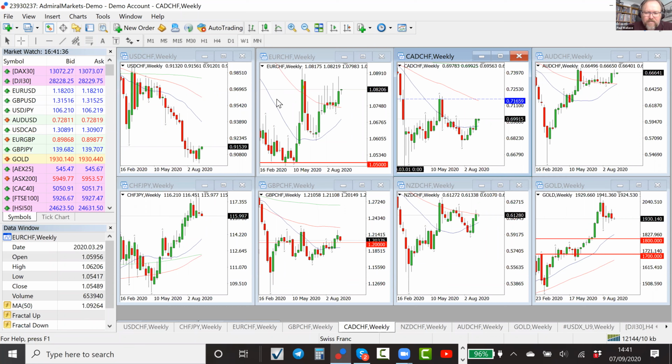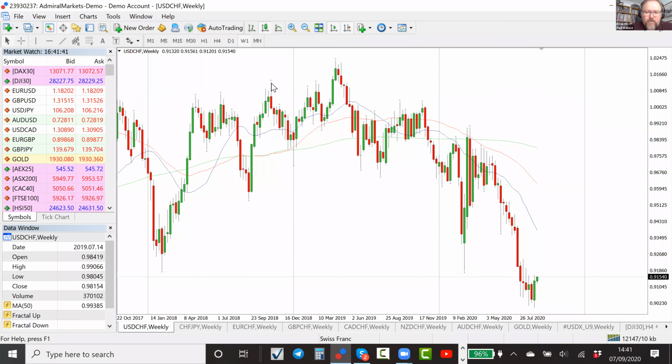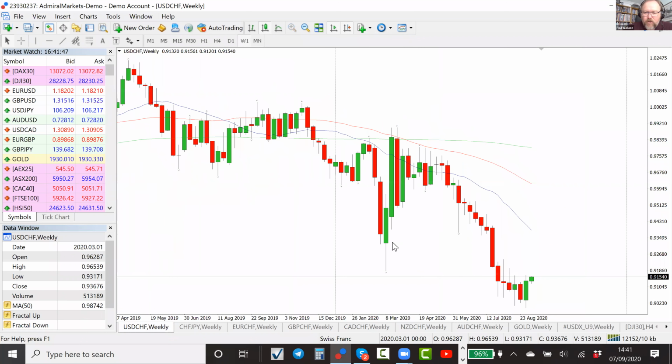If we have a little look at the dollar against the Swiss franc, we've talked about how some people would see the US dollar as a bit of a safe haven, but what we can see here, once again, this is the weekly chart.